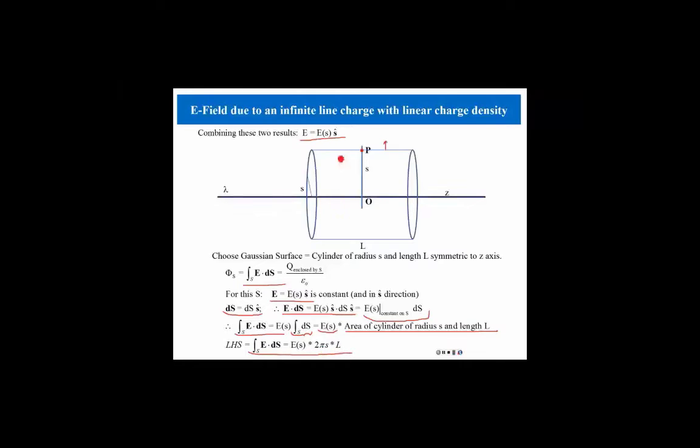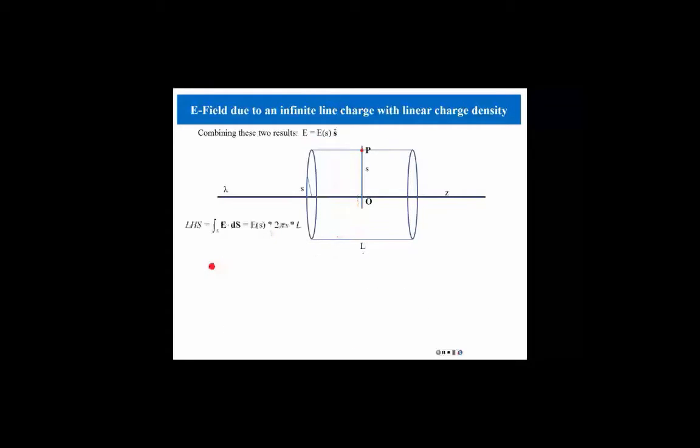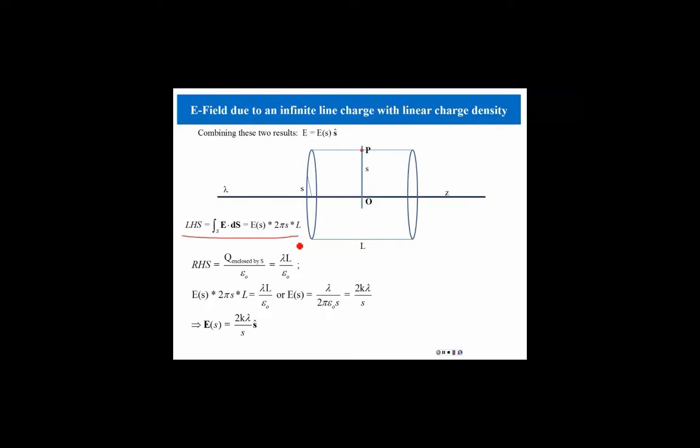So it's the distance around the cylinder, which is 2 pi s, times the length of the cylinder. So that's the left hand side. I repeat that here. Here's the left hand side. Here's our cylinder. So now we do the right hand side.